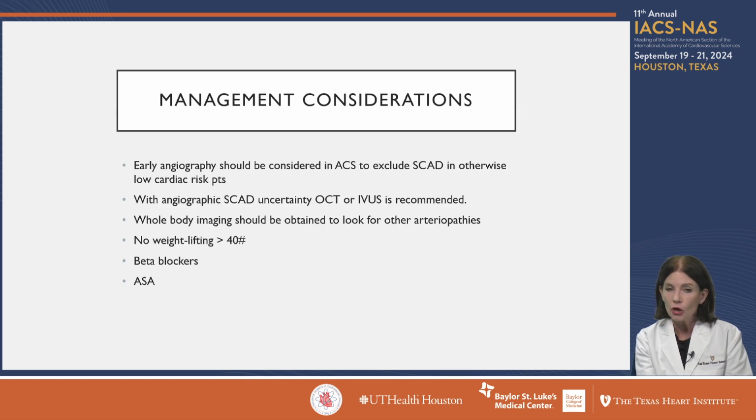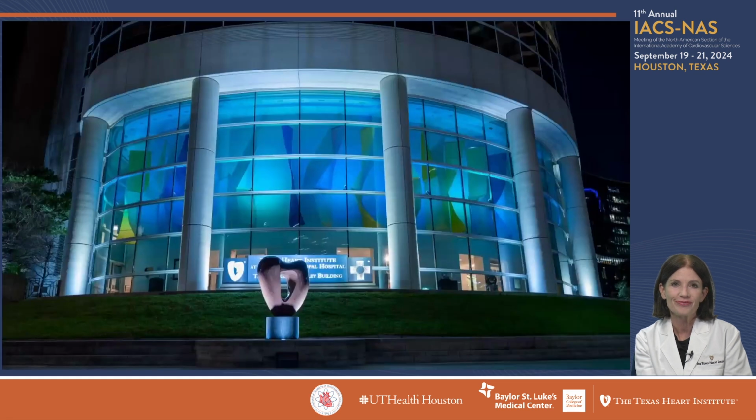We recommend no weightlifting over 40 pounds. People are quite surprised by this, but isometric weightlifting causes an elevation in the blood pressure and puts tension on the arteries. We also limit upside down yoga. We recommend no roller coasters or spinning, recreational activities. We recommend beta blockers and aspirin for life.